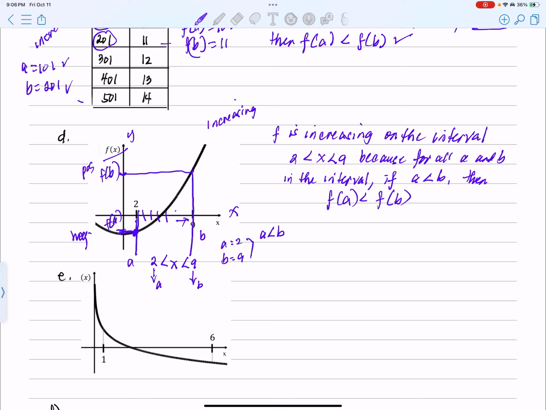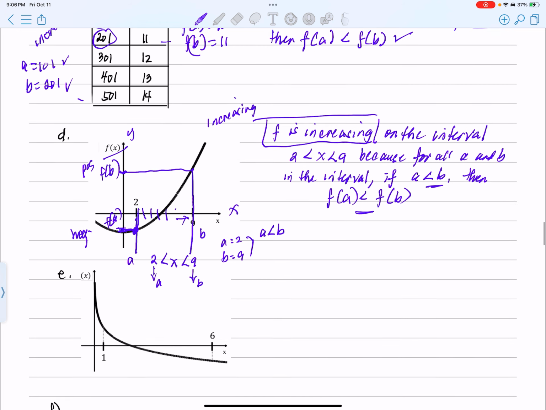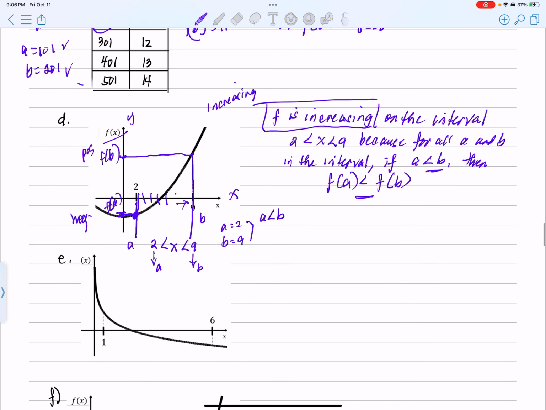So in this case, this is increasing. Why? Both are less than. If both are greater than, increasing. But if one is increasing and the other one is decreasing, then it is decreasing. Okay? I hope you understand it better this time.